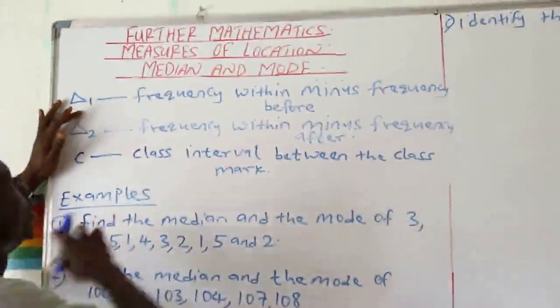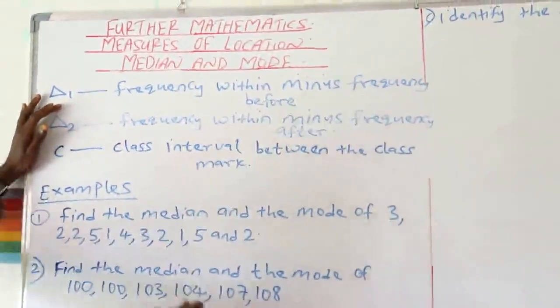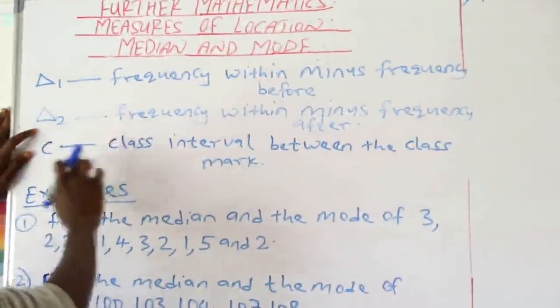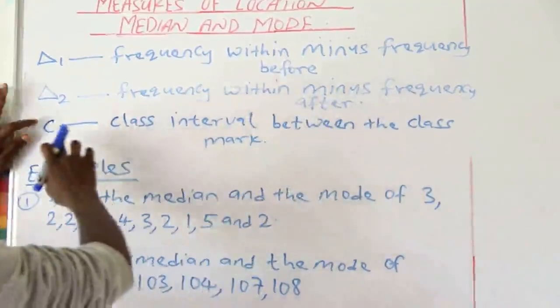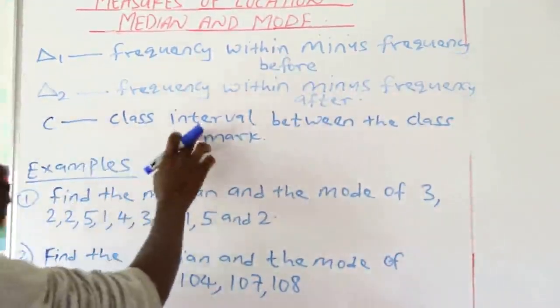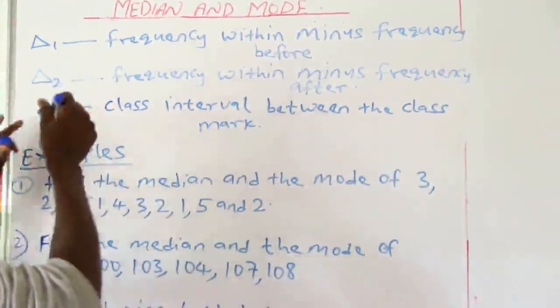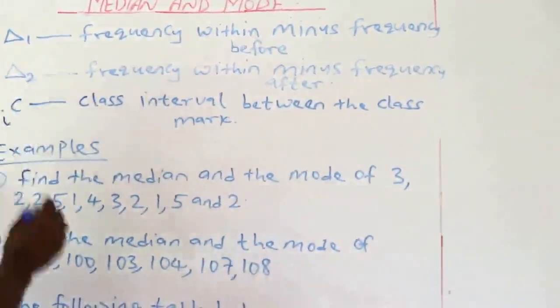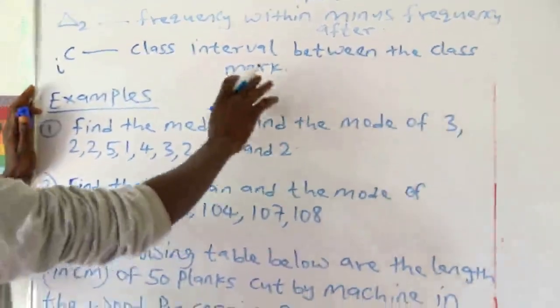Now, our change in 1 means frequency within minus frequency before. Our change in 2 means frequency within minus frequency after. Then our C means class interval between the class mark. Don't forget, either you call it C or you call it I. They are the same thing. Class interval between the class mark.